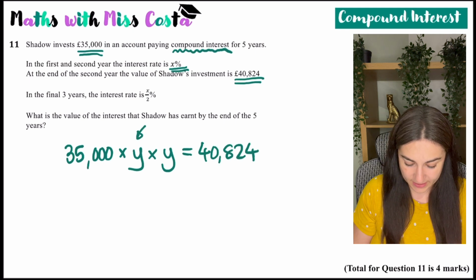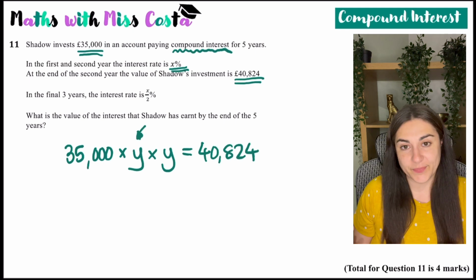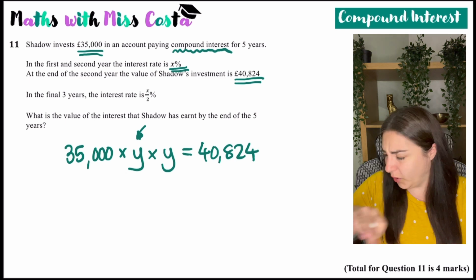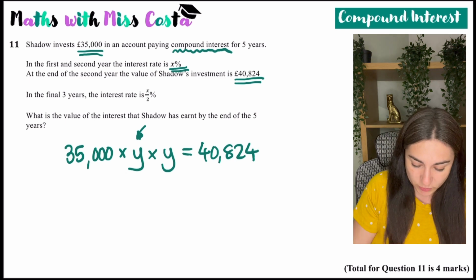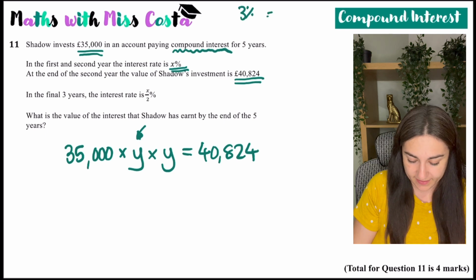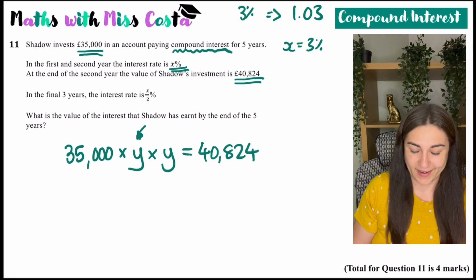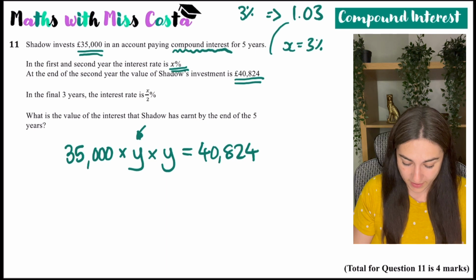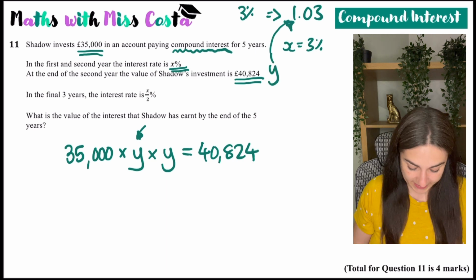40,824, because whatever the interest rate is, the multiplier would be entailed in Y. So let's say the interest rate was 3%, the multiplier would be 1.03. So X is 3%. I'm not calling it X because it might get a bit confusing. So I'm just calling the whole multiplier Y, and that will be easier to work out the interest rate.